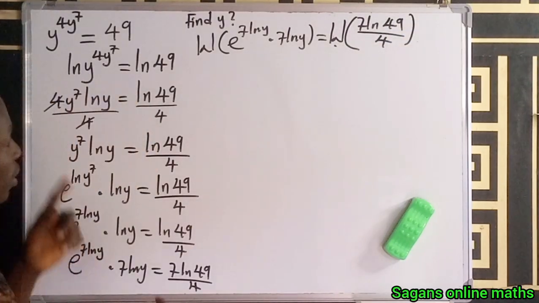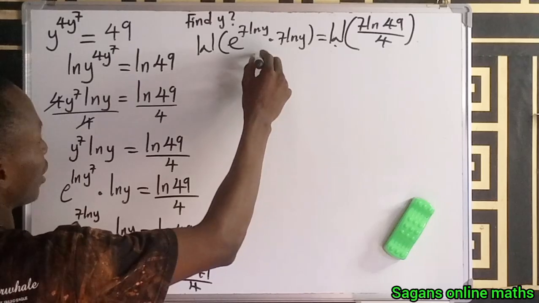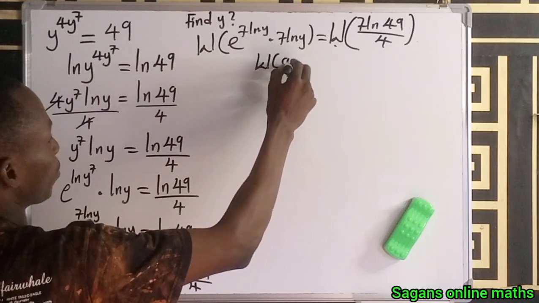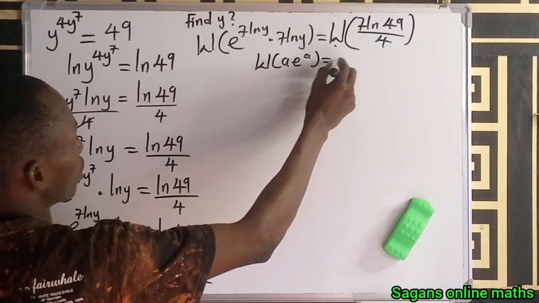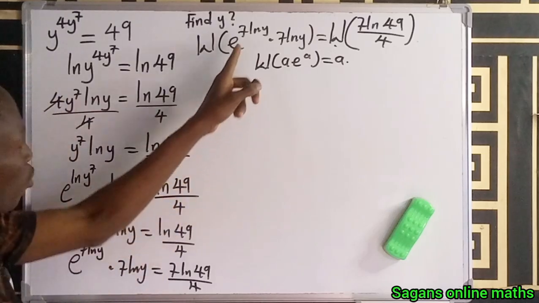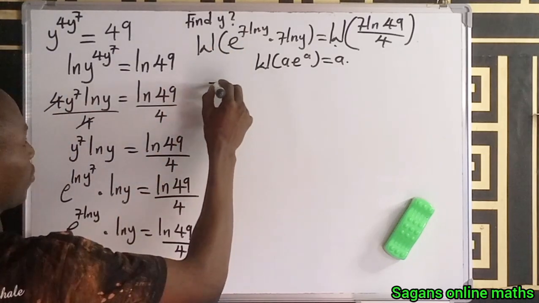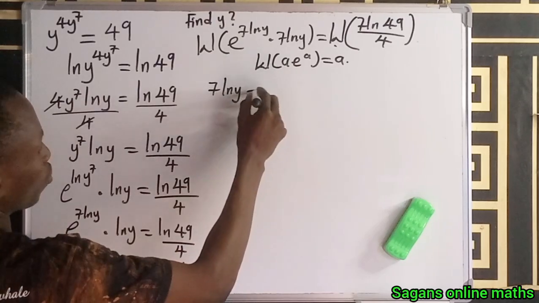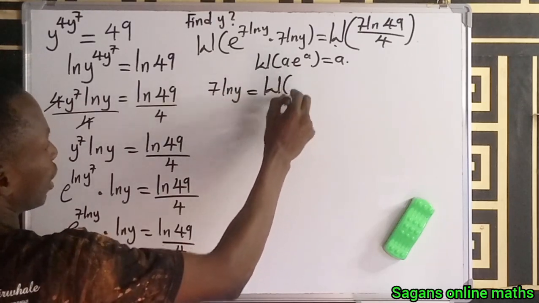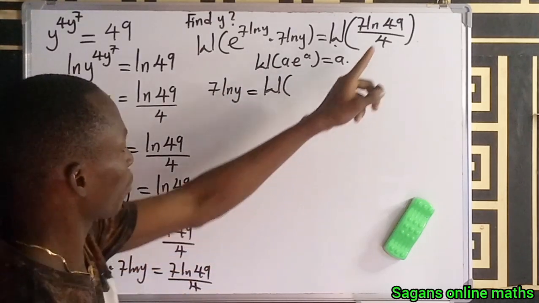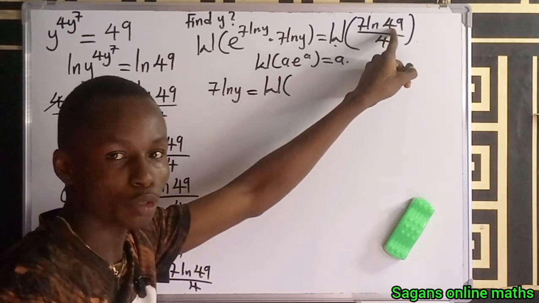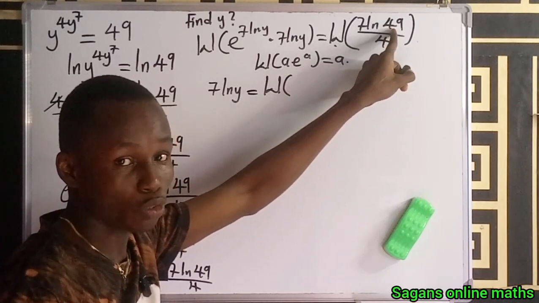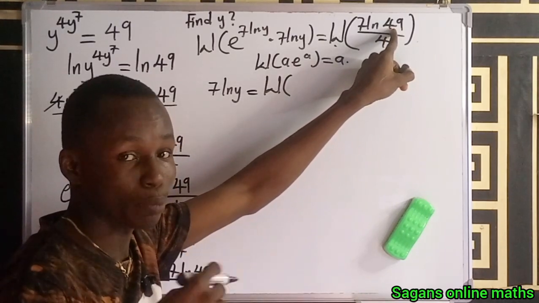All right, now since the lambda u function into a multiplied by e to a is equal to a, at this point what you are going to have here is just 7 ln y, because I am obeying these properties, equals the w function of what? Now look at what I'm going to do. I can put 49 in index form because we know that 7 times 7 is 49. So 7 to the power of 2 simply means 49.